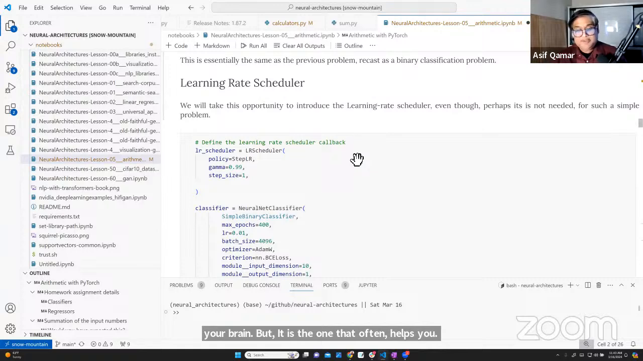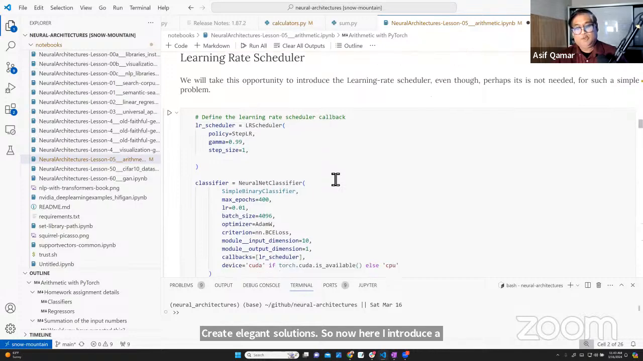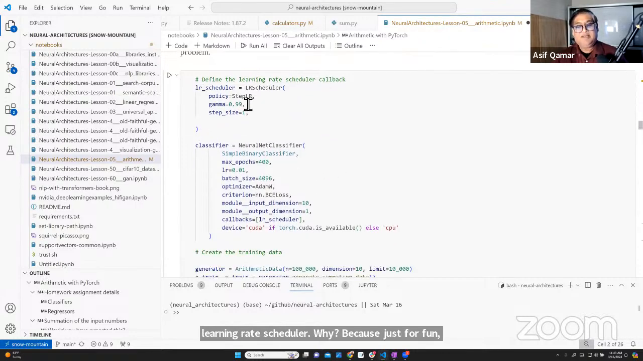So now here I introduce a learning rate scheduler. Why? Just for fun, just to show that you could. Here it is the step learning rate. Now, what is the loss for a classifier? For a binary classifier, is it greater than 100 or less than 100? That is a binary problem. What's a good binary classifier loss? Cross entropy loss, binary cross entropy loss. So I use the BCE loss.